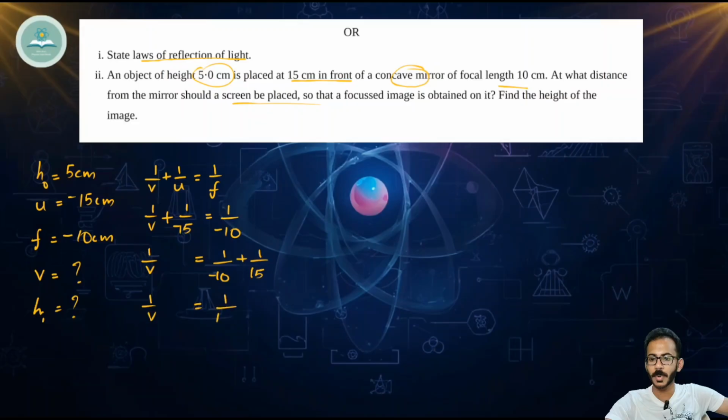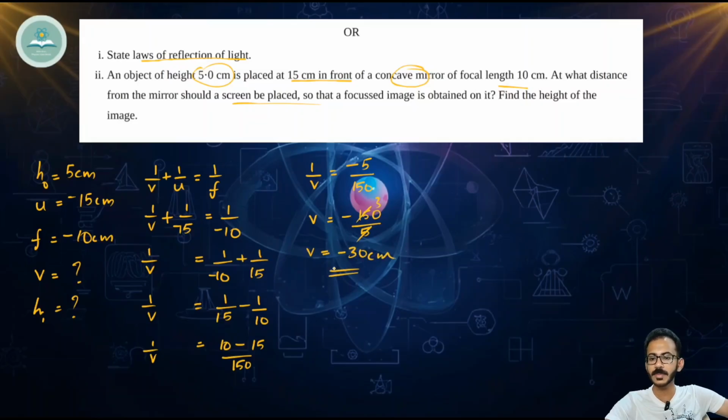1 by V is equal to 1 by 15 minus 1 by 10. We'll just cross multiply. 1 by V is equal to 1 into 10 is 10 minus 15 divided by 150. So 1 by V is equal to 10 minus 15 is minus 5 by 150. I'll take the reciprocal. V is equal to minus of 150 divided by 5. 5 3s are 15. So V is equal to minus 30 centimeter. So we got the image distance.